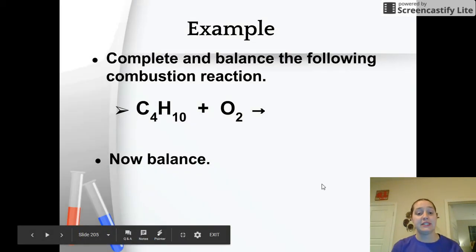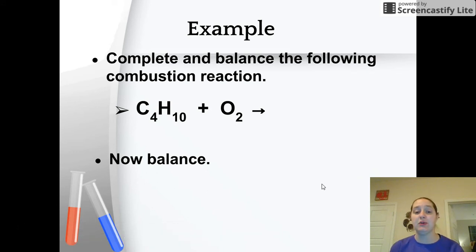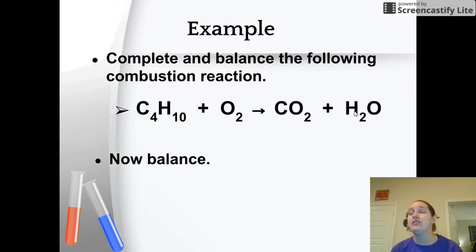So here's an example. We have C4H10 plus O2. We immediately look at this and see, ooh, there's an O2, and we see we have a hydrocarbon. So now we know that this is a combustion reaction. So immediately, without even thinking, we can write our products as CO2 and water. We don't even have to think about these. It is always CO2 and water for combustion reactions.